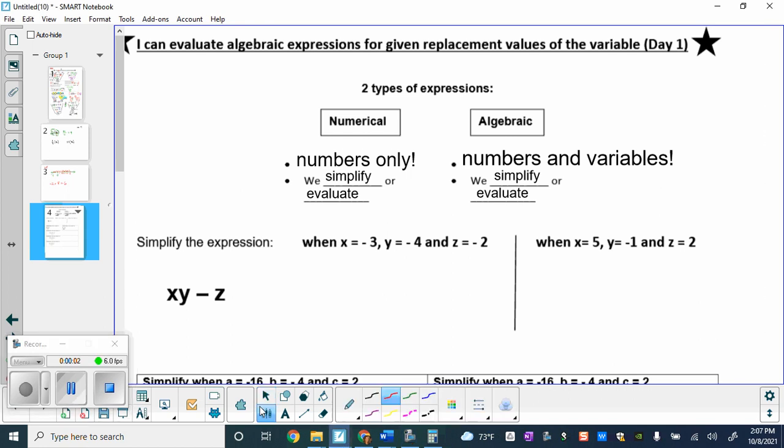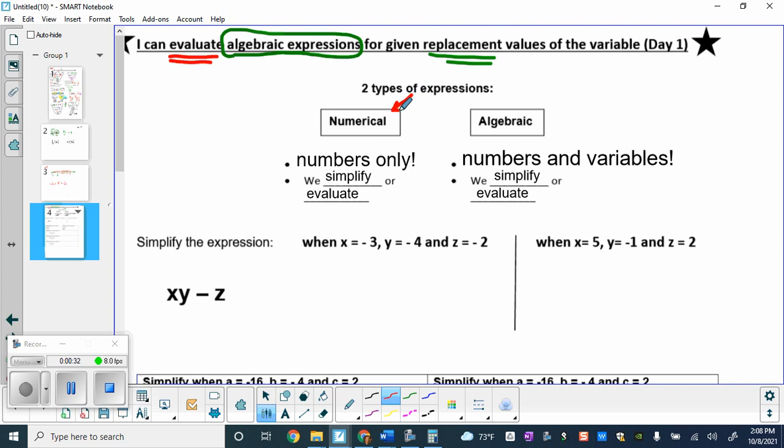Hi, welcome to this video where we are going to be focusing on how to evaluate algebraic expressions given the replacement values of the variable. And what that means, y'all, is that we're actually going to be looking today at algebraic expressions, which will now have letters involved, variables, and we're going to actually be replacing the variable with a valued number. So let's get going here with our two different types of expressions.